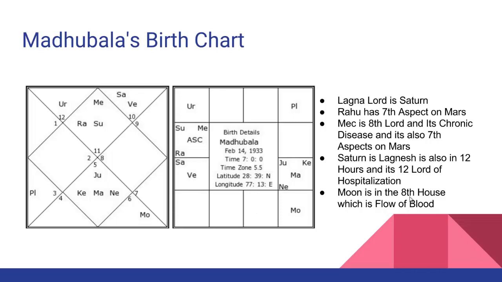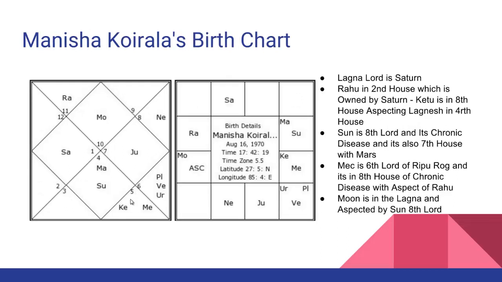Moon is in the 8th house, which is a flow of blood, which I have already explained. So that has been affected also. In this chart, we have seen that Mars and the blood have something to do with each other, and there is some blood infection, which we can see in this particular chart. Let's move to the next chart.